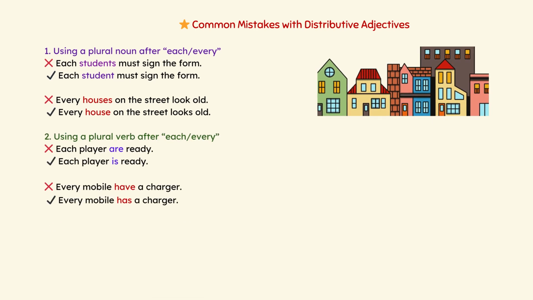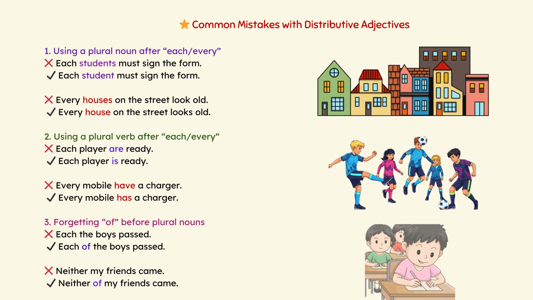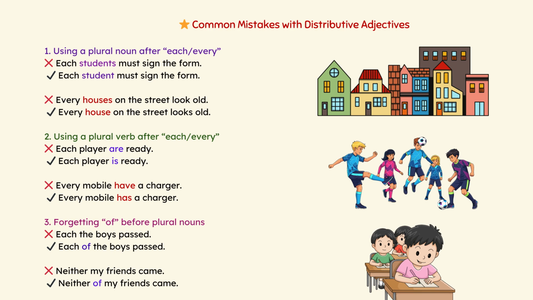Let's look at some common mistakes with distributive adjectives. These are small errors, but they can change your grammar completely. First mistake, using a plural noun after each or every. We do not say each students must sign the form. We say each student must sign the form. We do not say every houses on the street look old. We say every house on the street looks old. Remember, each and every are followed by a singular noun.